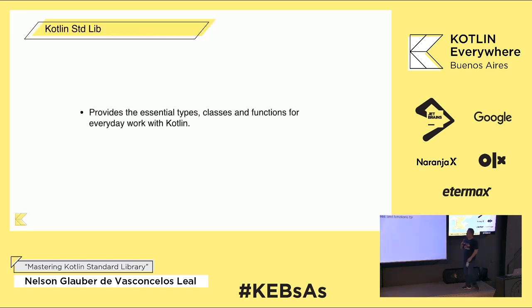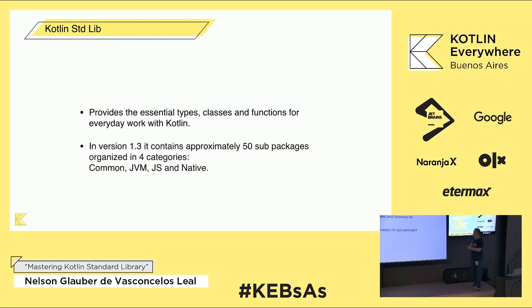What do we cover here? The Kotlin standard library provides the essential classes and functions for your everyday work with Kotlin. In version 1.3, it contains approximately 50 sub-packages organized in 4 categories. Today, I'm going to cover 2 packages: the common one, which is common for every platform, and JVM, for JVM platform-based, like Android or servers if you are using Java on the server.